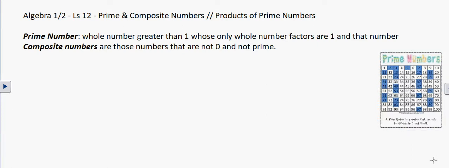Algebra Half, Lesson 12 is on page 45: prime and composite numbers, and the products of prime numbers. I want you to grab your lined paper in your math binder, and then you're going to be writing these definitions underneath something like the top of my document here, labeled Lesson 12, maybe the page number 45, and write the terms prime number and composite numbers and include my definitions. Pause this video until you've got that done.